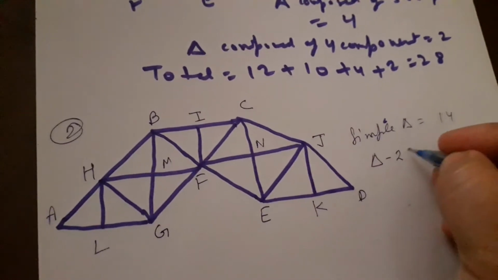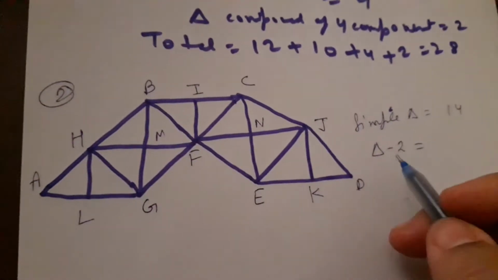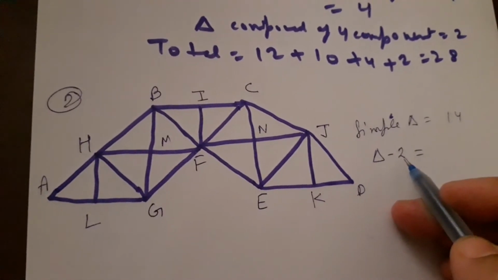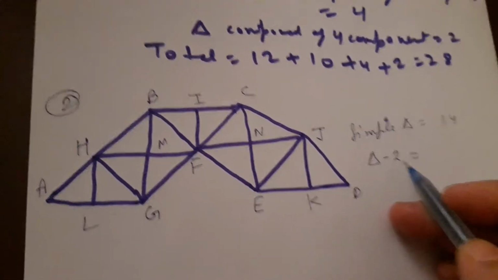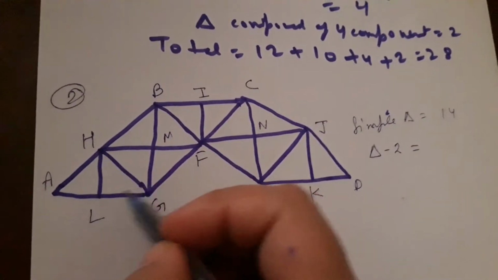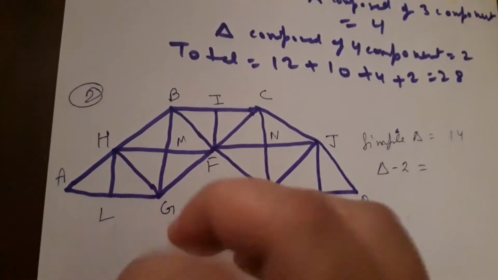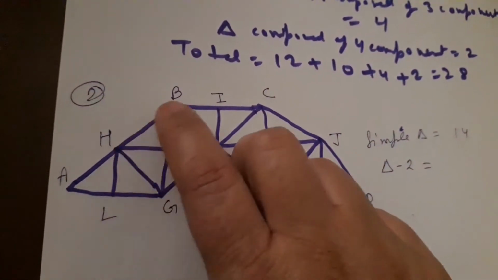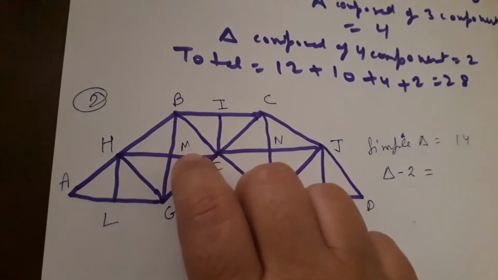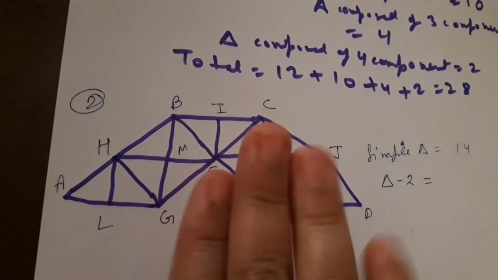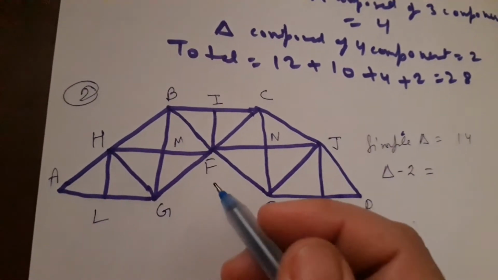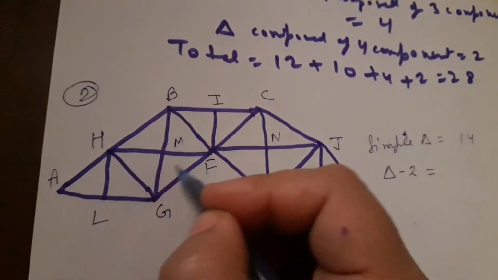Triangles composed of two components. I am writing in the short form only. We have to count triangles composed of two components. So how many are they? Let's start. This one, right? And what I told you, if you get this kind of diagram, in this diagram, how many total triangles are there composed of two components? 4, which I already discussed in my previous video. If you want to go in detail, you can check my previous video. So here we will get 4.